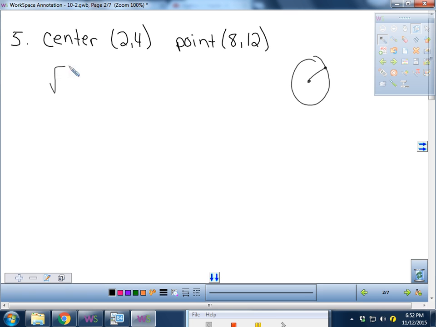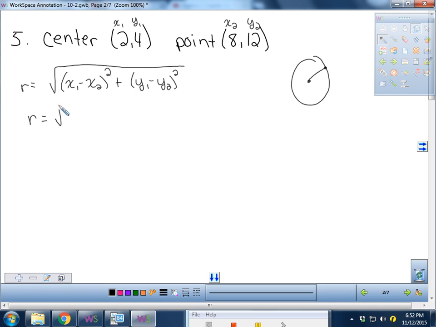Okay? So just to recall that, that's where I take my x's and subtract them and square. And I take my y's and subtract those and square. And then I add those two together and take the square root. All right? So what you're going to do is plug in. So let's just make this the x1, y1, and we'll make the point the x2, y2. And this is going to find my radius. So the radius is equal to the square root of 2 minus 8 squared.